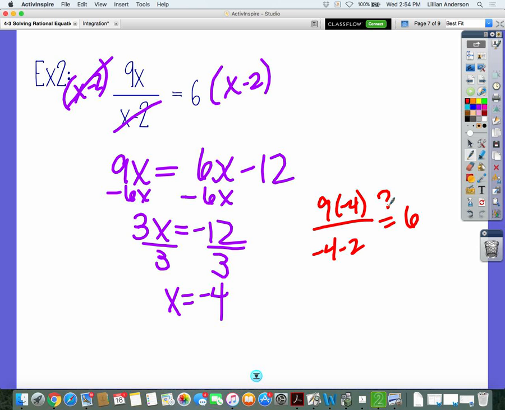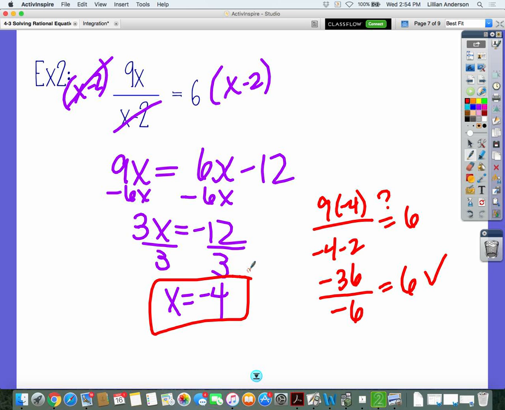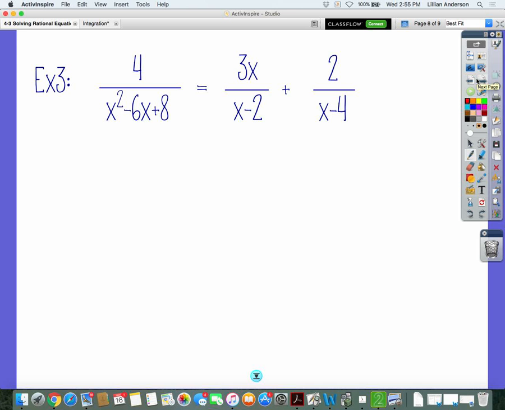What's 9 times a negative 4? And negative 4 minus 2? Two negatives when you divide them make a? Positive 6. And that does equal a positive 6. Questions? These are the easy problems. The next one. This one, it's still an easy one.